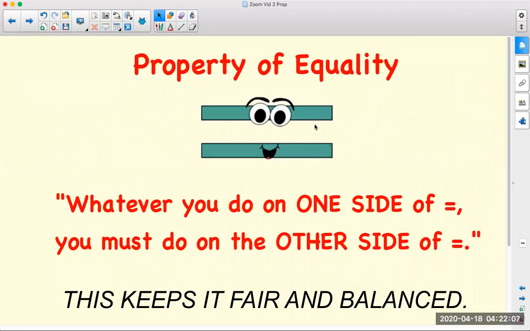Oh yeah, the property of equality is super important when we're solving equations also. When we're given equations to solve, they're already balanced. The left-hand expression is equal to or balanced with the right-hand expression. When we're working to solve, we want to keep the equation in balance. So whatever we do on the left, we have to do on the right. Let's go ahead and practice and see what that looks like.